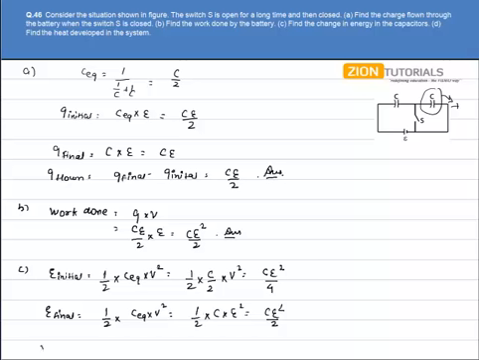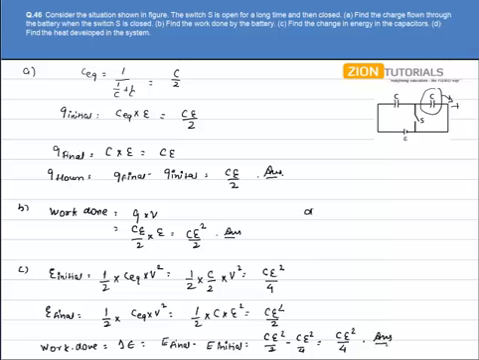So the work done or the energy change in the capacitors is given by E final minus E initial, that is C epsilon square by 2 minus C epsilon square by 4, which comes out to be C epsilon square by 4. That is the answer.